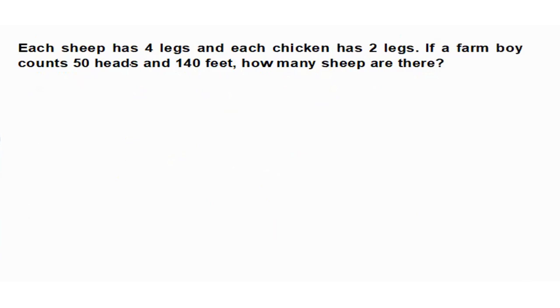Now let's try another question. Here, each sheep has 4 legs and each chicken has 2 legs. And a farm boy was basically counting the heads and feet. He found that there were 50 heads and 140 feet. How many sheep are there? So we can decide on a variable. Say there are x sheep. And then there are y chickens.